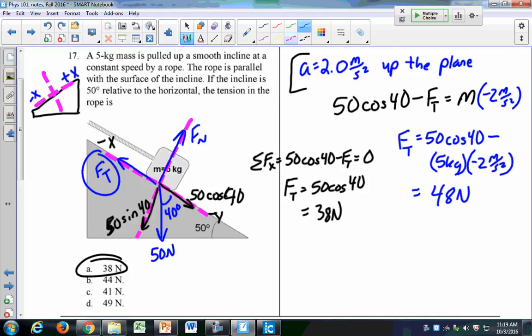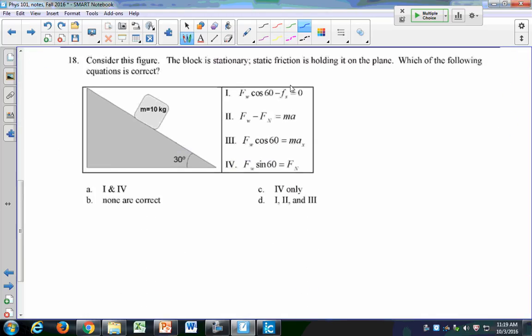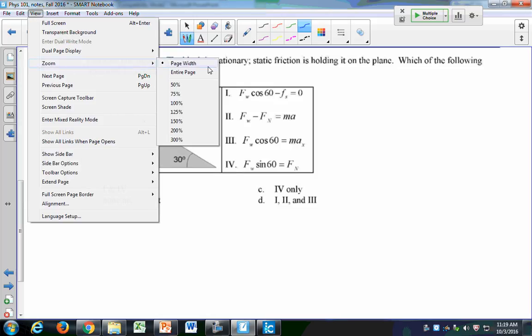Okay, folks? I think I have some others here we can try out. Let's try this one. I don't know if we're going to get to the concept test problems, but let's try this one.